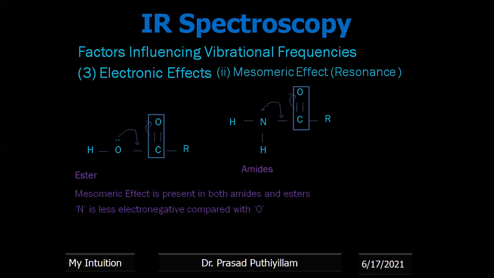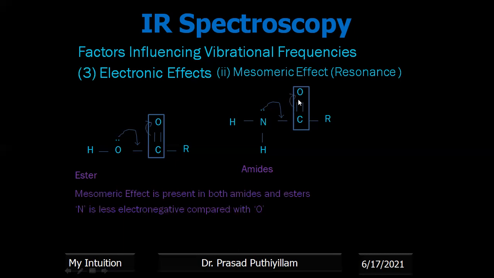If you compare the electronegativity of nitrogen, it is very less compared to that of oxygen. Electronegativity is less means the electrons are a little bit more free, they can move away. If electronegativity is more, it will attract electrons towards it. Here the electronegativity is less, so comparatively the electrons are free to move. That means in amides, these electrons are more free to form a double bond character with the carbon.